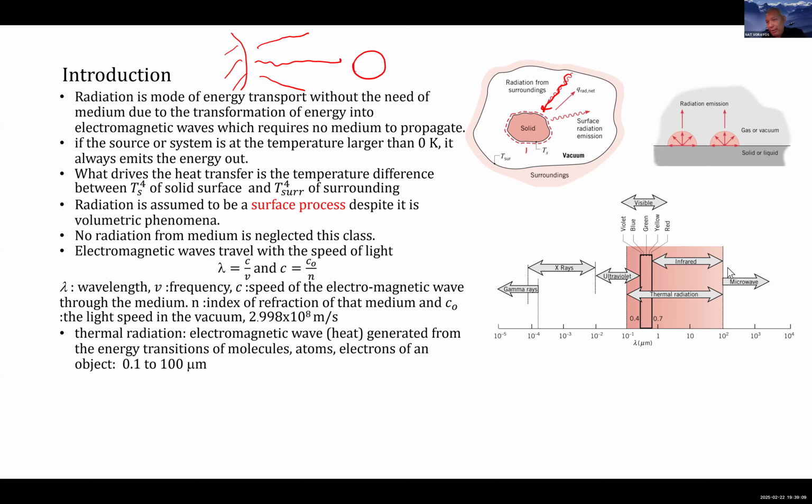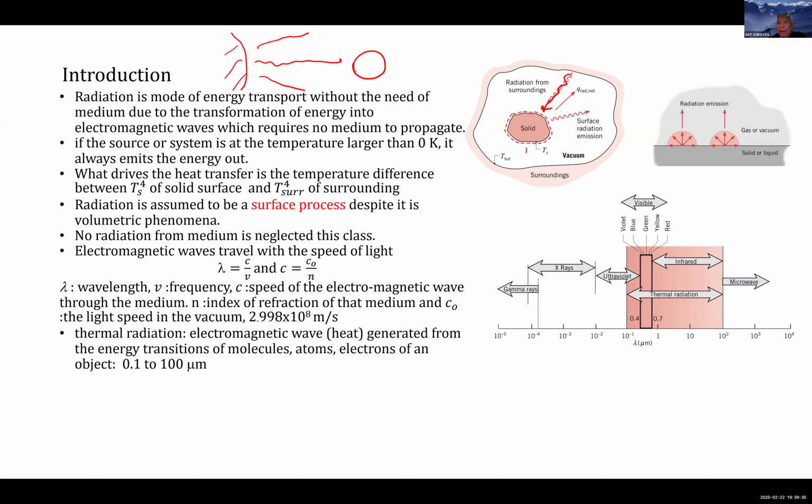Unlike the microwave. Microwave over here contains less energy than the gamma ray. Why? Because it has more lambda. When you have more lambda, meaning that you have low frequency. Low frequency means less energy.